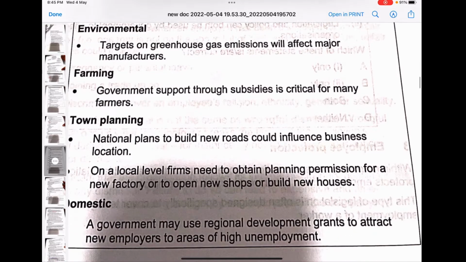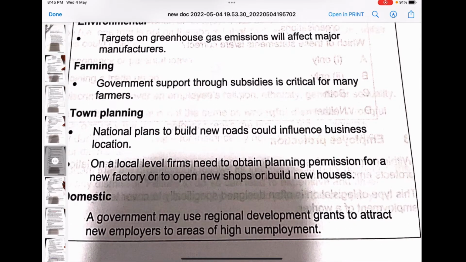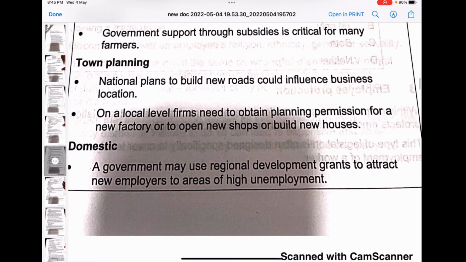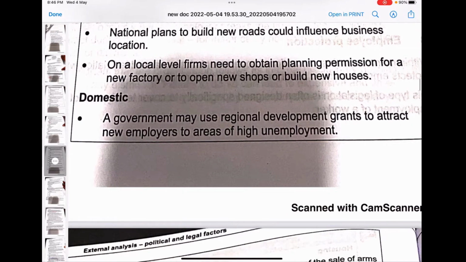Farming. Government support through subsidies is critical for many farmers. So when the government has laws based on subsidies and various things, it obviously affects the organizations, right? Town planning. National plans to build new roads could influence business location. So when new roads are built, it affects the location of the business. On a local level, firms need to obtain planning permission for a new factory, to open new shops, or to build new houses.